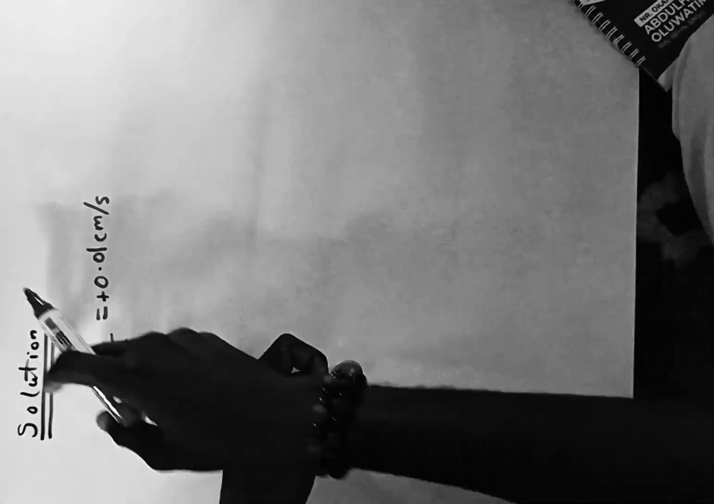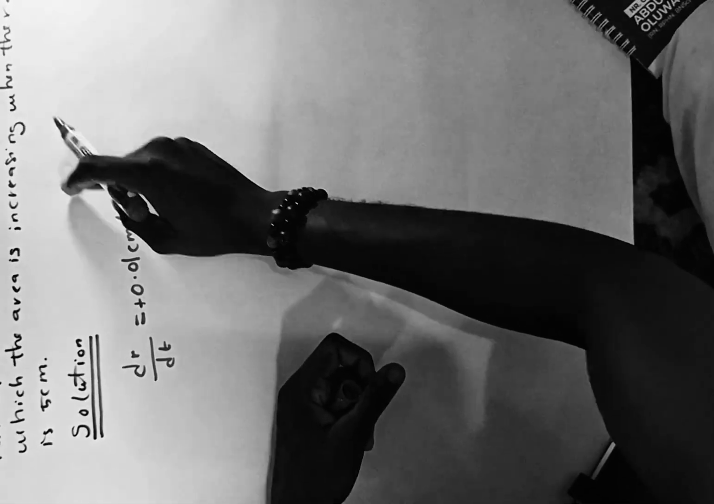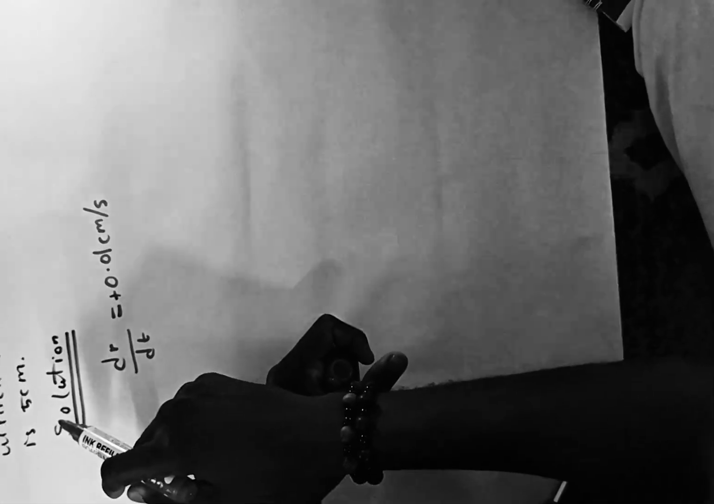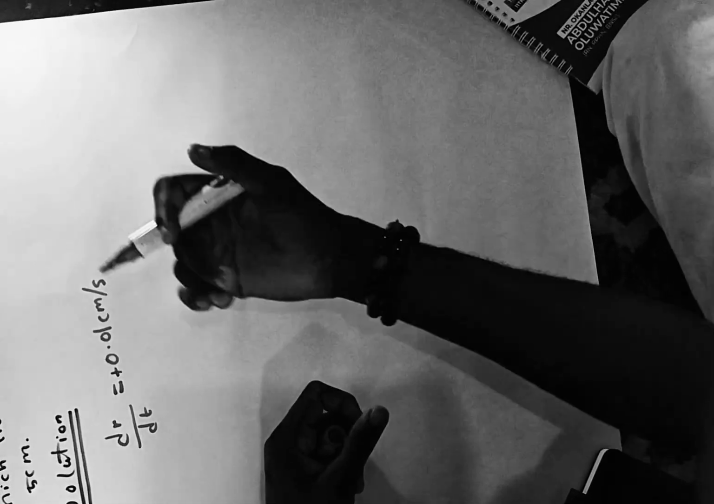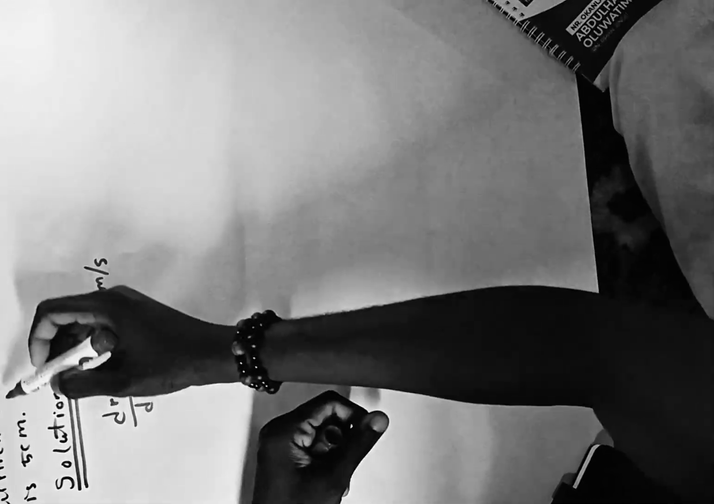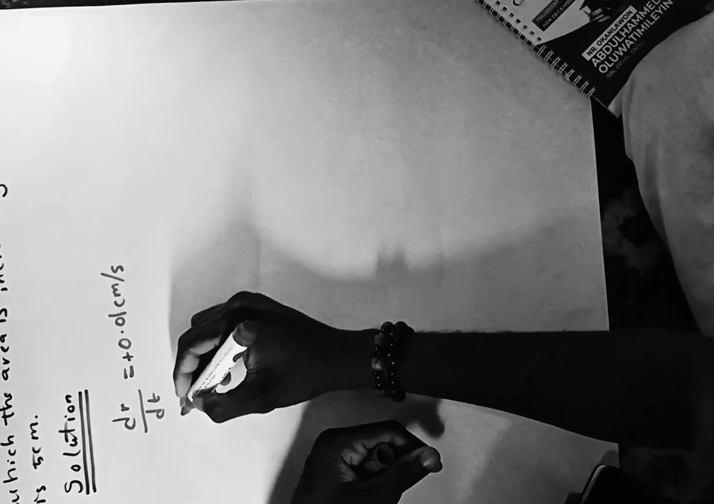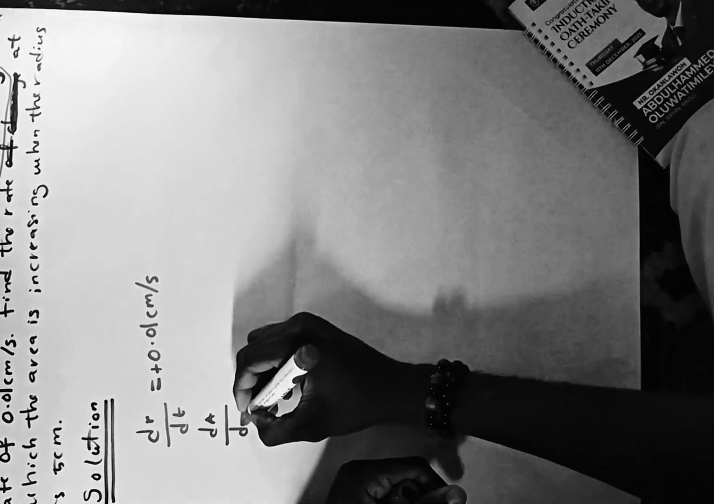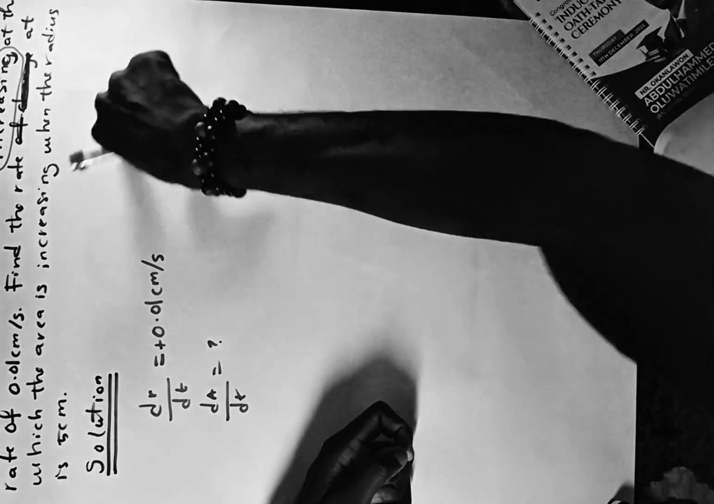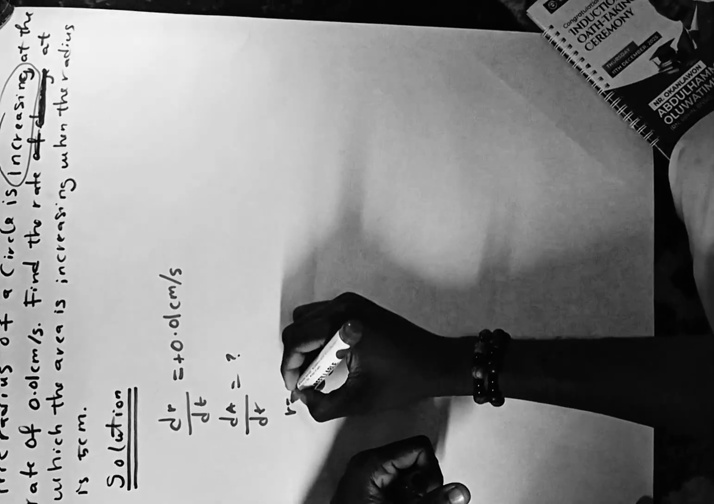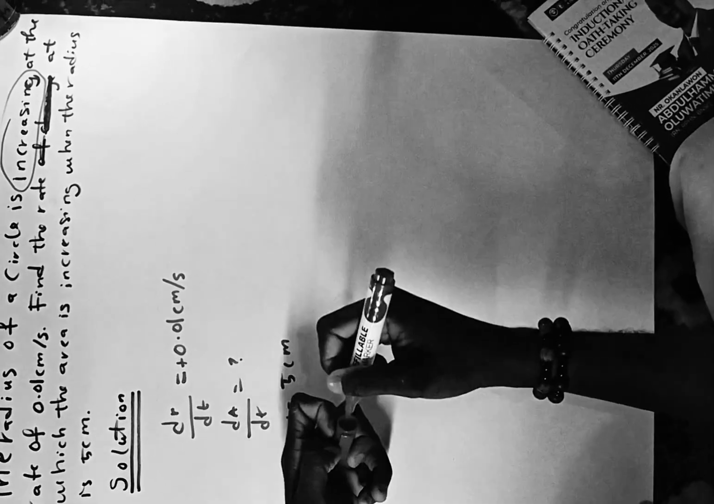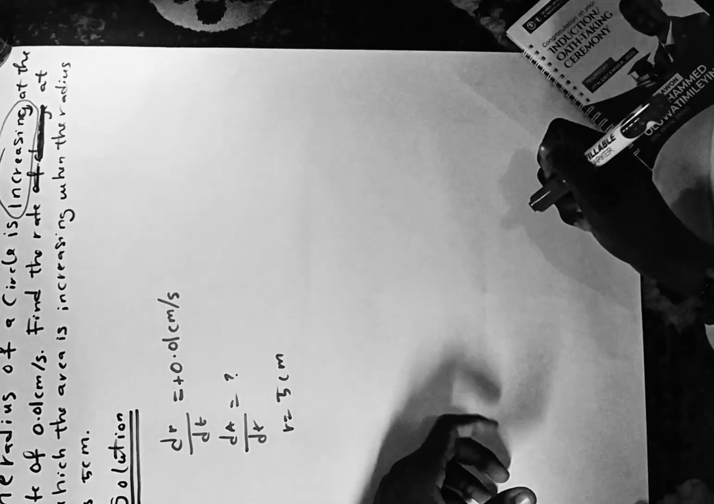So let's go to the second part. It then said find the rate at which the area is increasing when the radius is 5 centimeter. So we're looking for what? The change in area with respect to change in time, since it says rate. So we're looking for what? The dA by dt. This is unknown. It then says when the radius is 5 centimeter, so our r is 5 centimeter. We've done the first step.